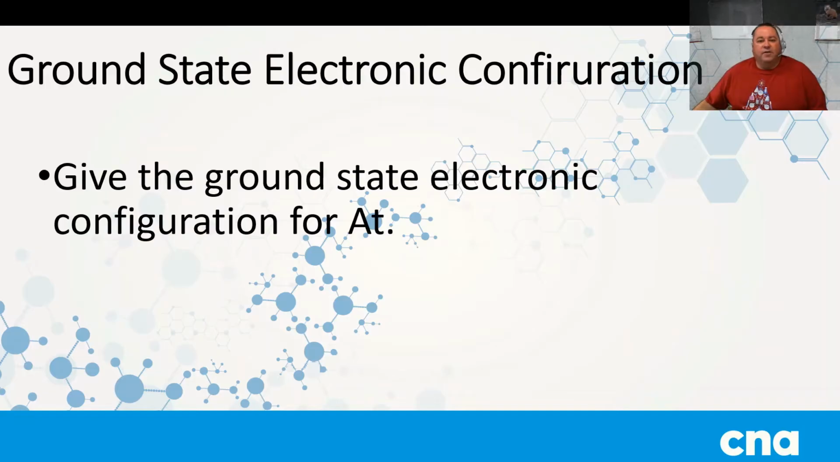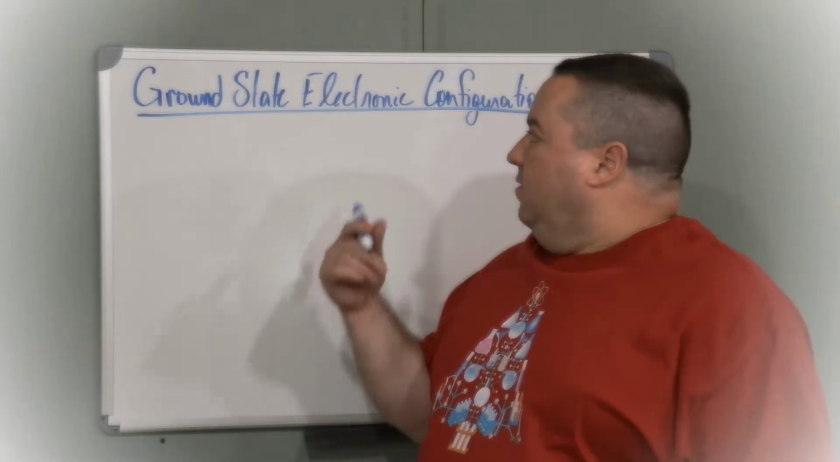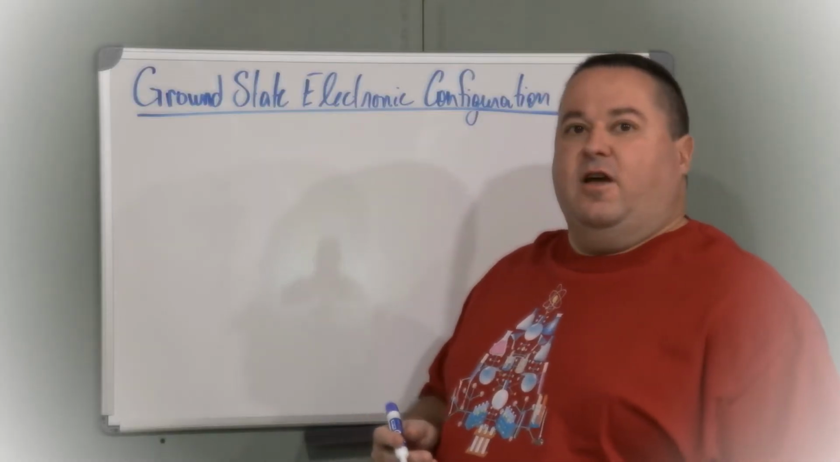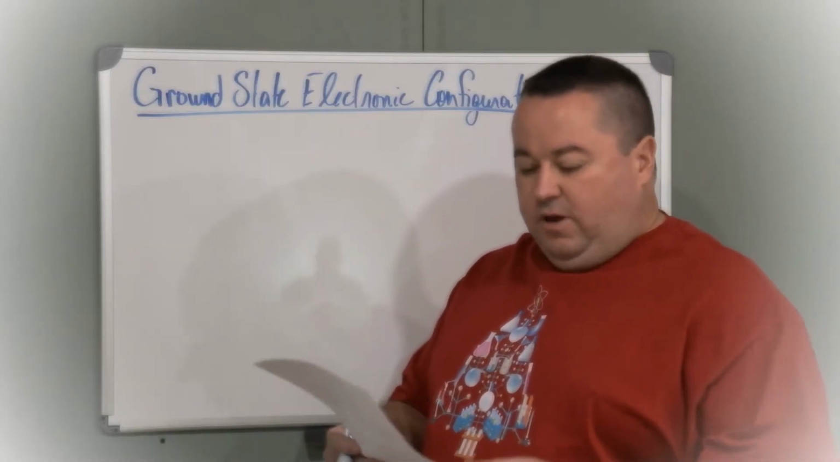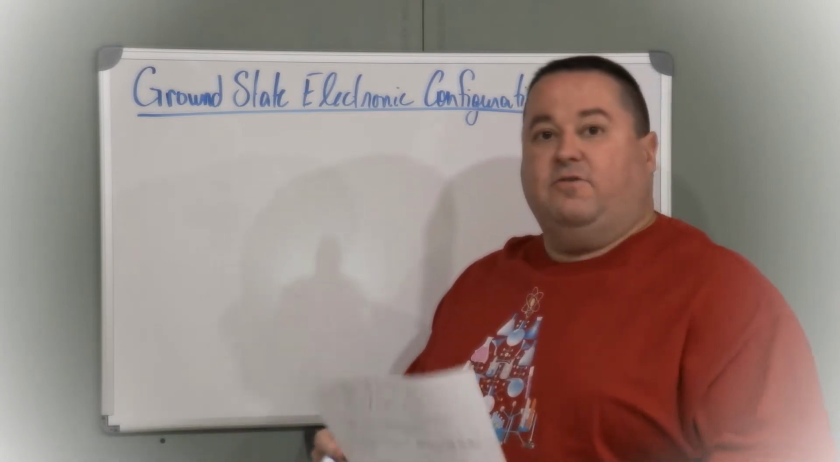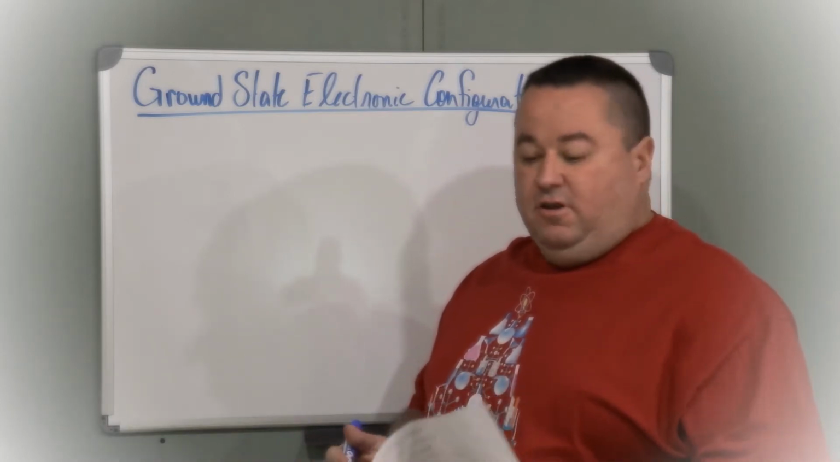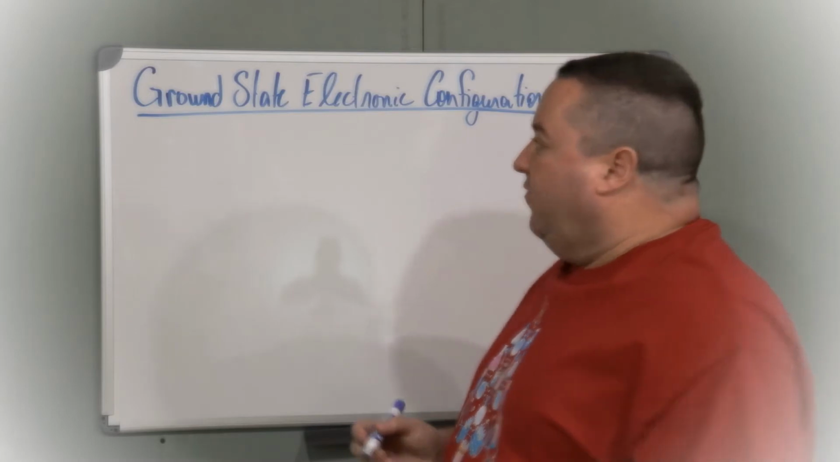This question asks for a ground state electronic configuration. Give the ground state electronic configuration for astatine. Okay, this is ground state electronic configuration. In this question we were asked to give a ground state electronic configuration for astatine, number 85.